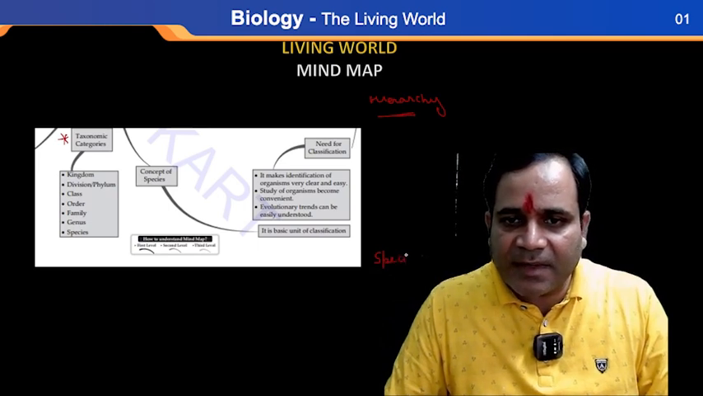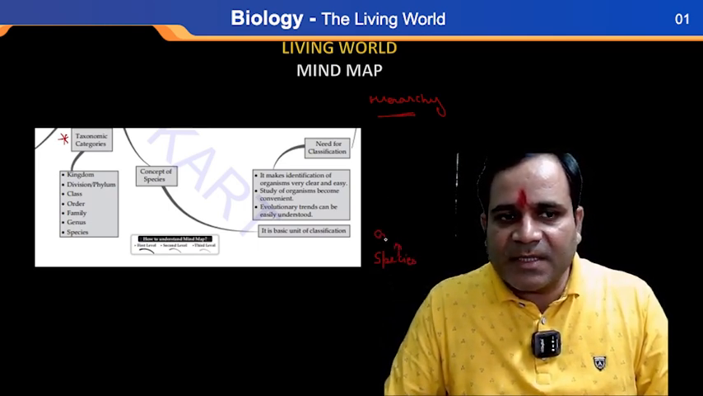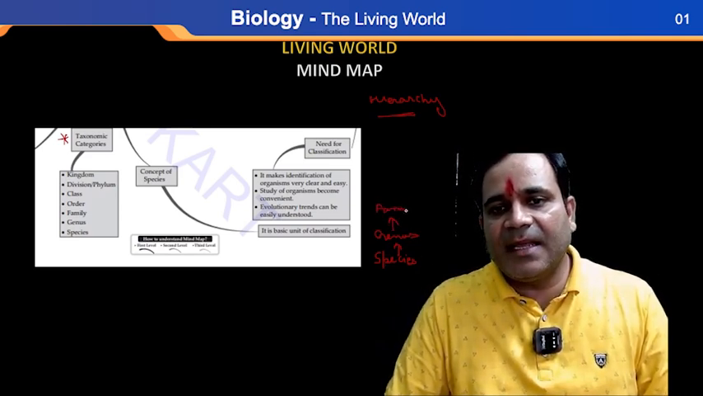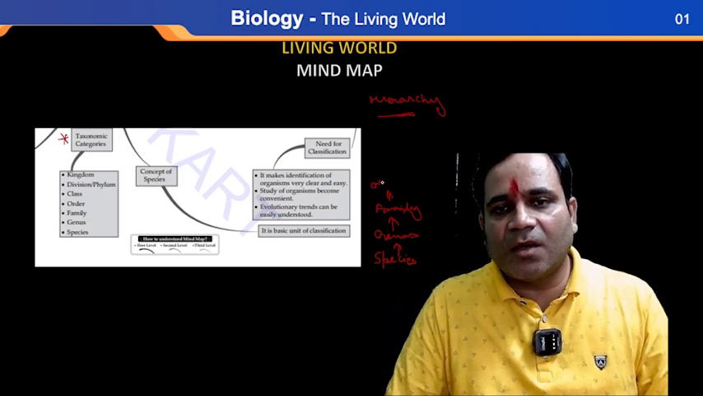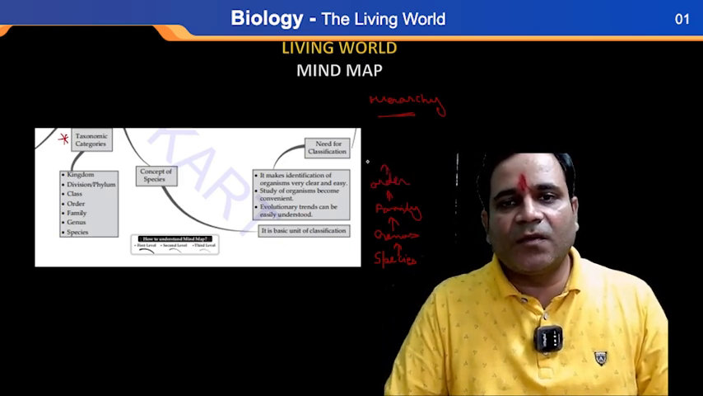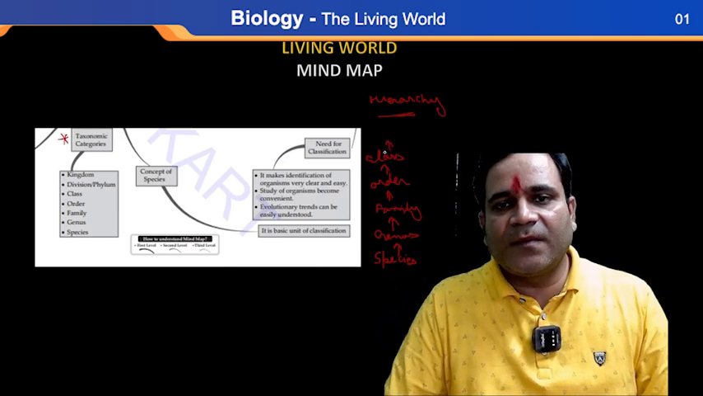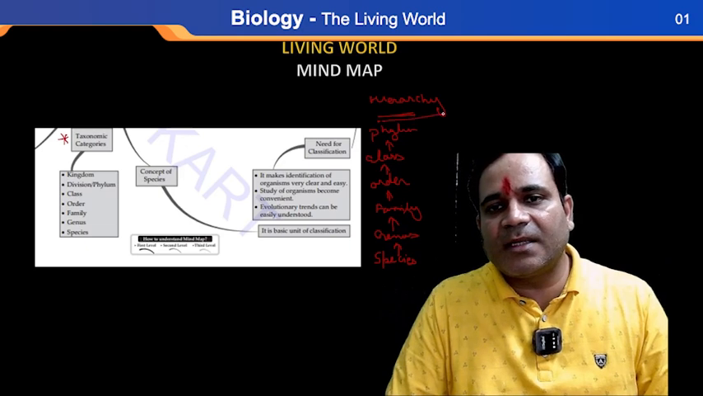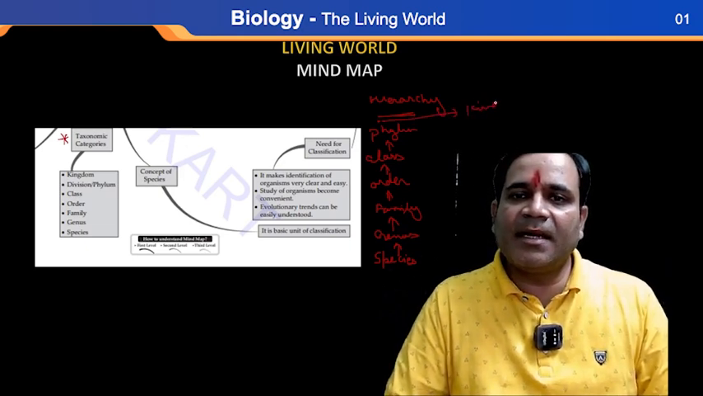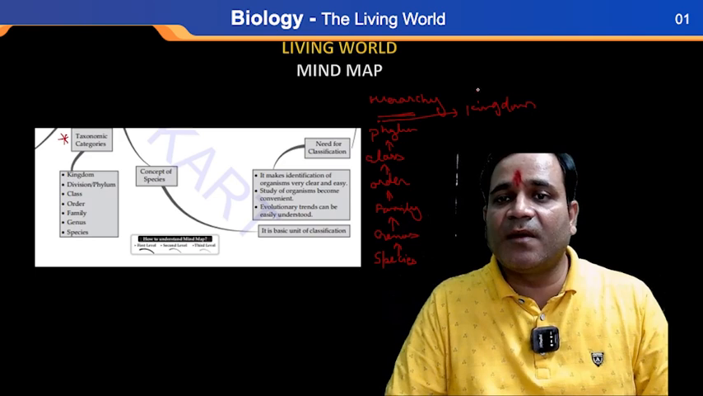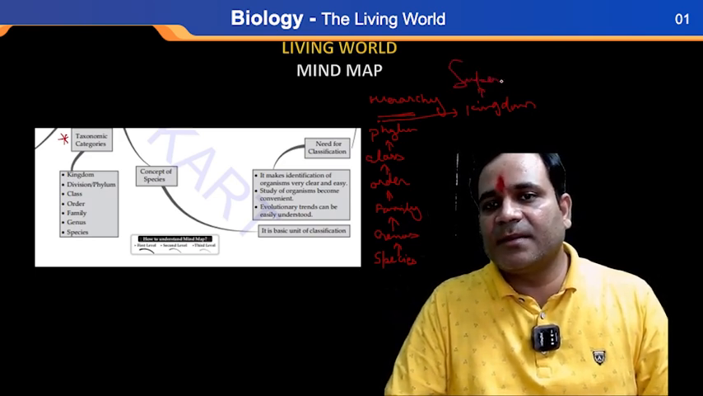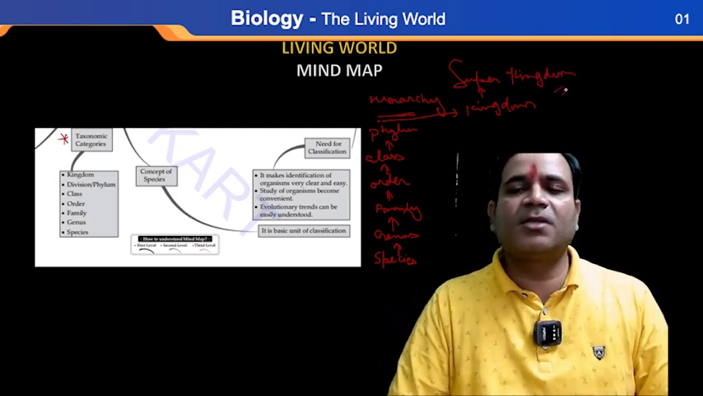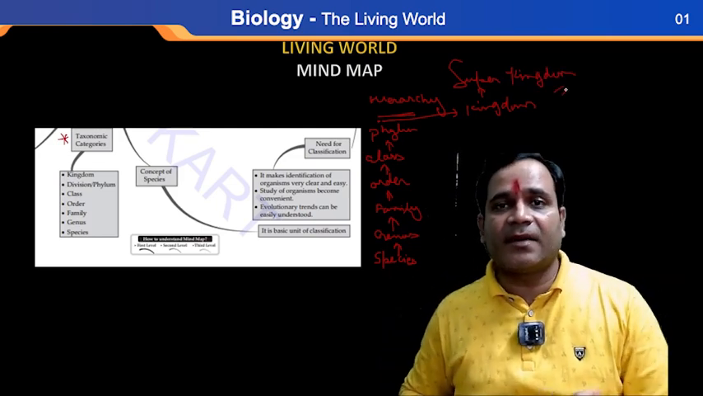See what I'm writing here: species. A group of species forms a genus. A group of genera forms a family. A group of families forms an order. A group of orders forms a class. A group of classes forms a phylum. A group of phyla forms a kingdom. A group of kingdoms forms a super kingdom, which we do not need to know here. These are all the classification.